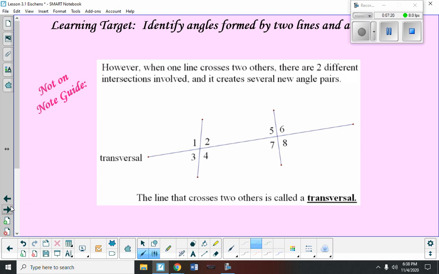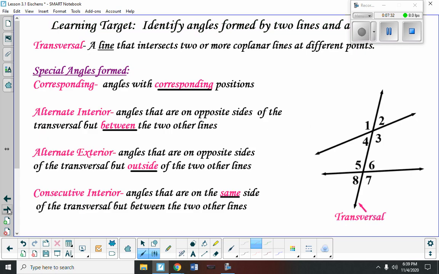Now, however, when one line crosses two others, there are two different intersections involved, and it creates several new angle pairs. So here we have two lines, and the line that is crossing both of them is called a transversal. I'm going to give you a minute to fill in the blanks on your note guide. A transversal is a line that intersects two or more coplanar lines at different points.